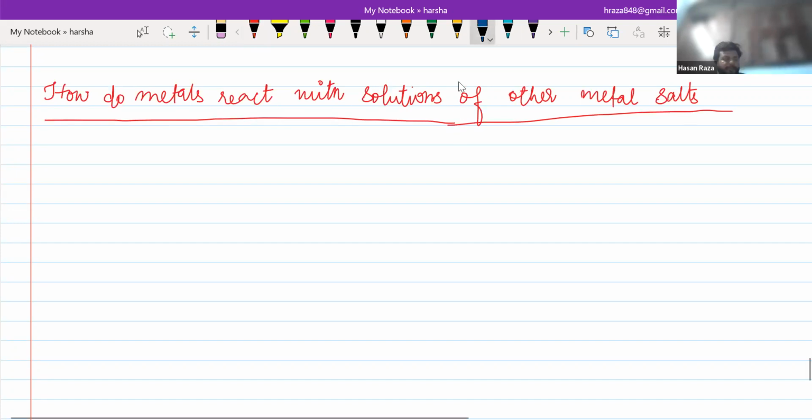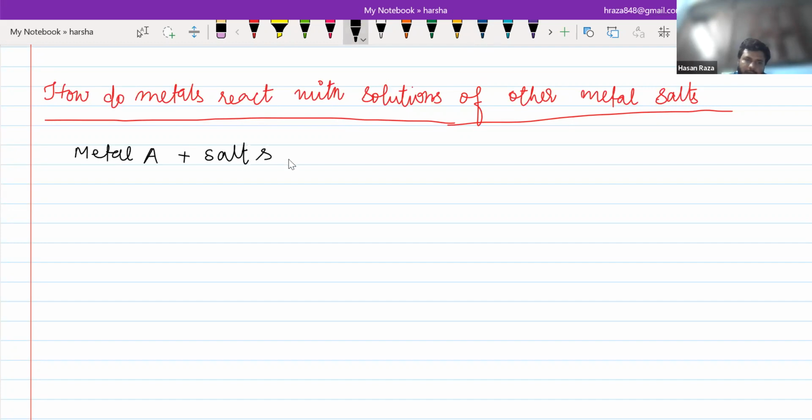So it's very easy. There will be a reactivity series. The element which is more reactive will replace the metal from its salt, and the element which is less reactive than the metal in the salt will not replace it. I'm going to write a general equation, then I will explain again and you will get it. Metal A, and there is a salt solution of B. This A and B are metals.